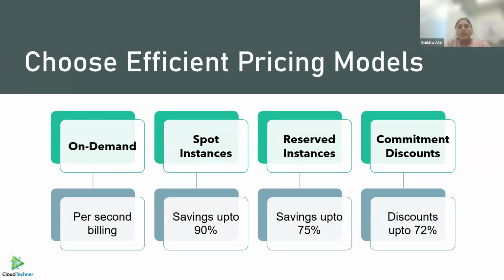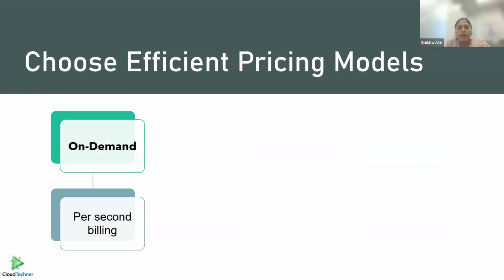So here, choosing the right pricing model is one of the most effective ways to optimize cloud cost. So let's explore four main options available. The first one is on-demand pricing. On-demand pricing offers the most flexibility as it charges per second or per hour of usage. This is perfect for short-term or unpredictable workloads like testing or development environments. However, it comes at a higher cost compared to other models.